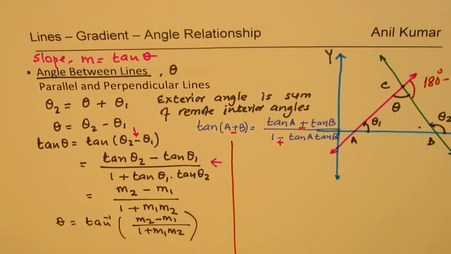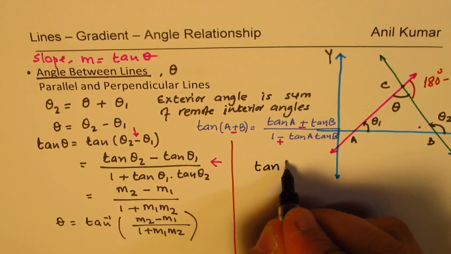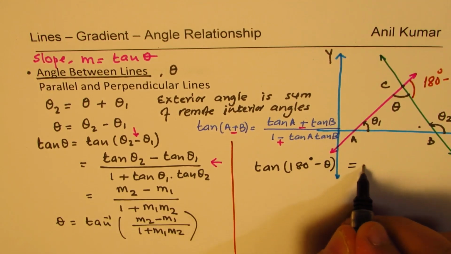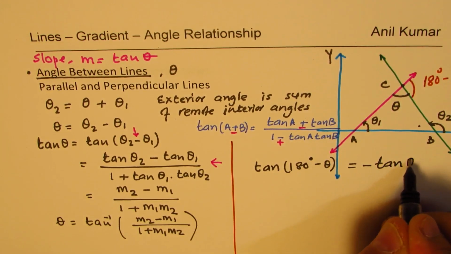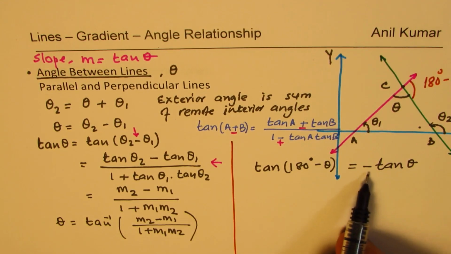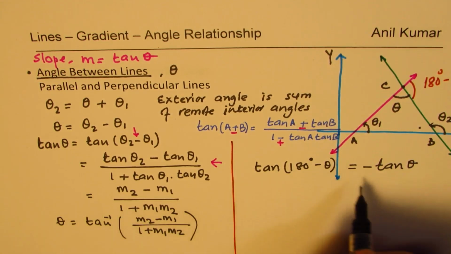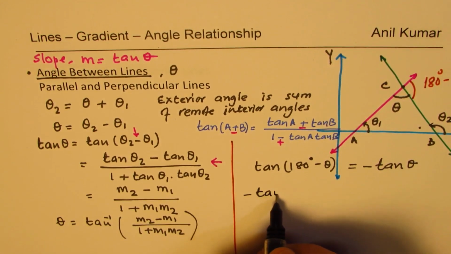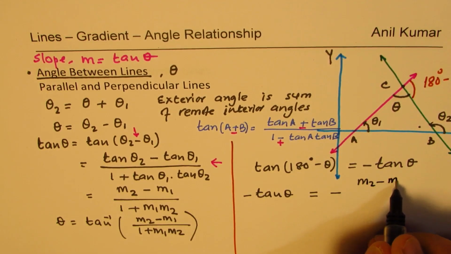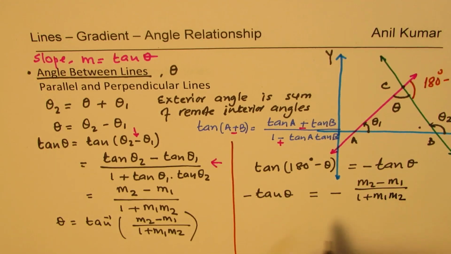Now, if you look into it, what is tan of 180 degrees minus theta equal to? Well, that is equal to minus tan theta, correct? So tan of 180 degrees minus theta is minus tan theta. So then, what is this? This tan theta is that angle. So minus tan theta can be written as negative of m2 minus m1 over 1 plus m1 m2, correct?